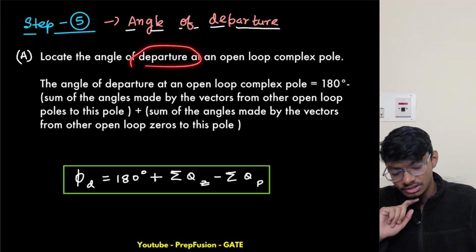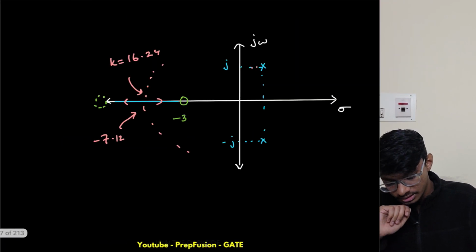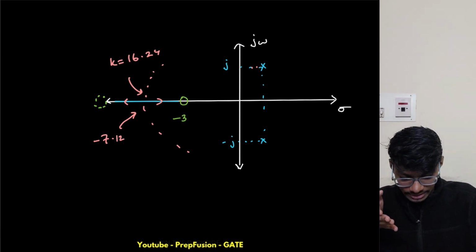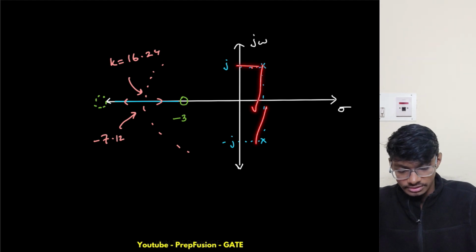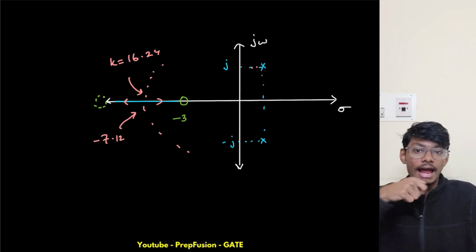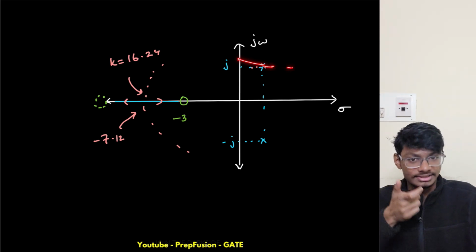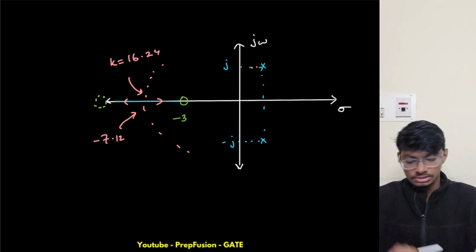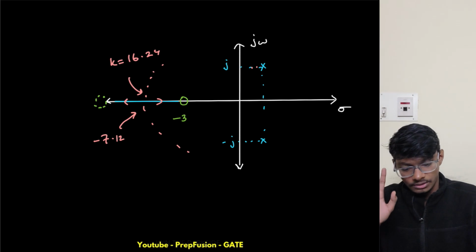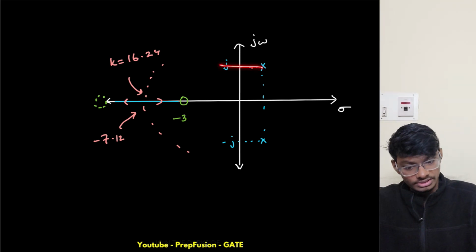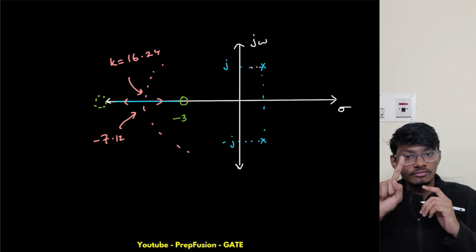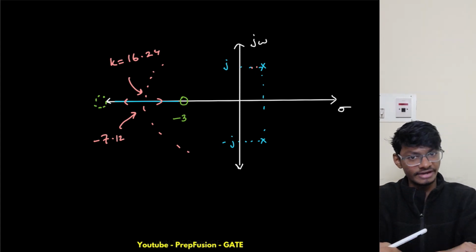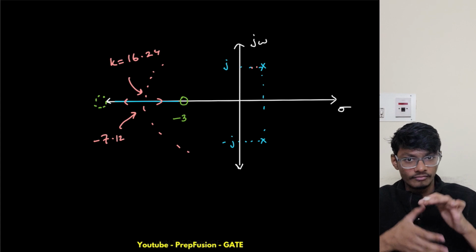Just understand this. Why is this called departure? It is called departure because my branch has to leave. It can't go directly to the real axis, it has to leave. Now what will be the angle by which it leaves with respect to my x-axis? Because the thing is, it can leave in any direction. I can say it can leave in this direction, or this direction, or this direction. But there has to be only one direction. That will be a valid point, but how to identify that one, we'll do that.